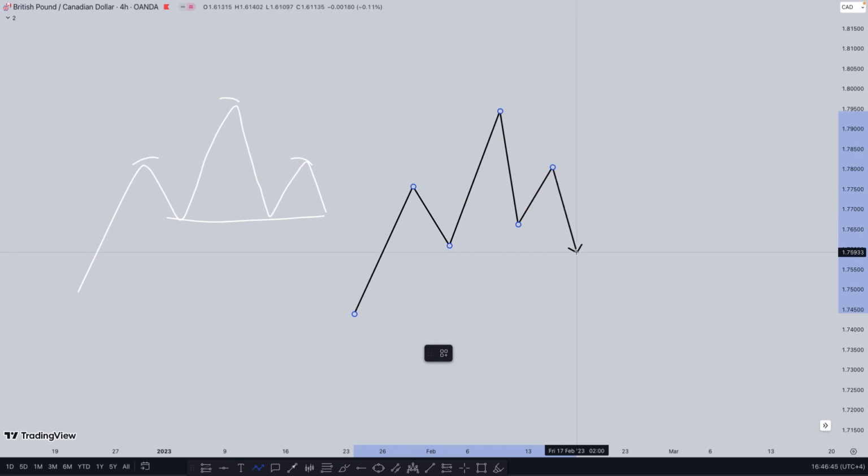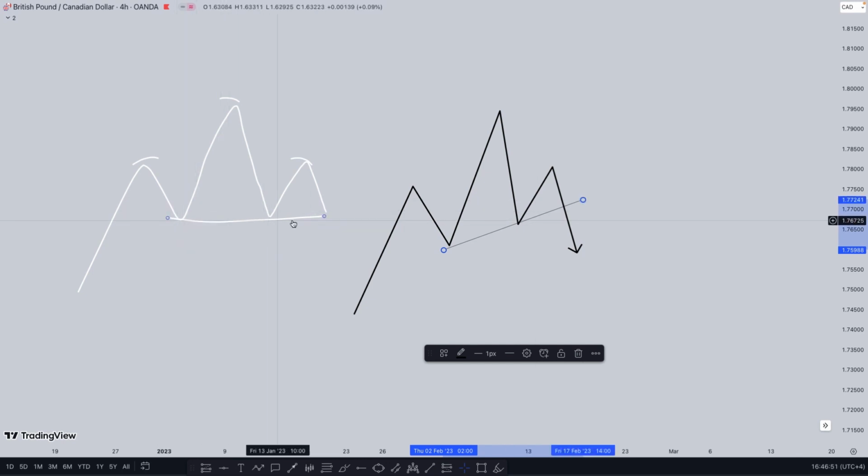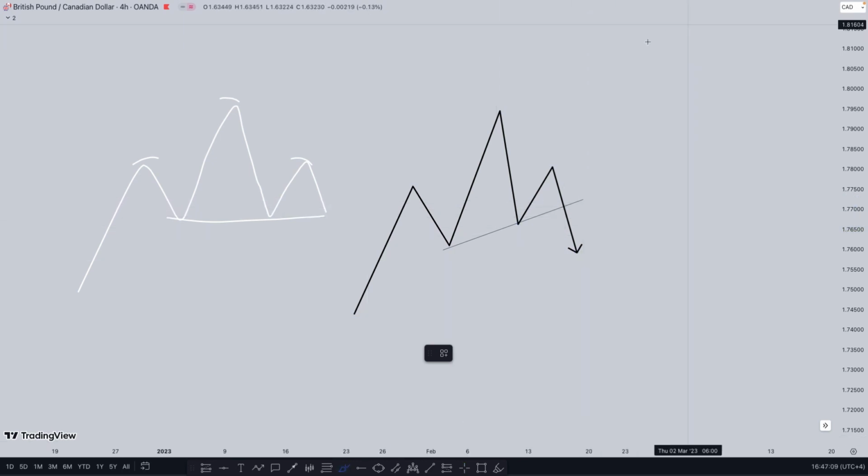So if I draw the neckline, you'll see that it will be slanted, right? This will be the neckline. Instead of the usual straight neckline of the head and shoulder, we could have something like that. This is also a very valid head and shoulder pattern in the market. With this type of head and shoulder, it's the same rule that I apply.